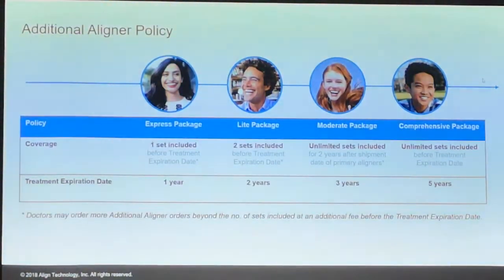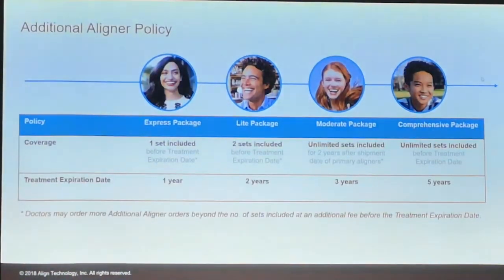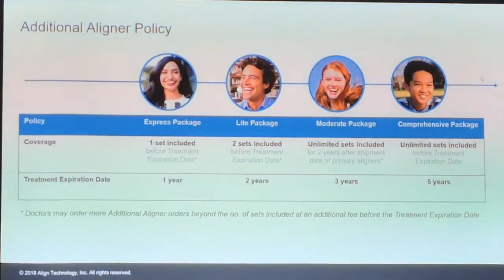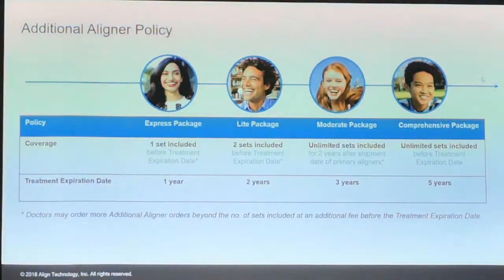The second thing that comes with the package is additional aligners. As I mentioned earlier, there will be some cases where the teeth don't move according to the plan. It may be caused by patient compliance, or it may be caused by the complexity of the case. With that type of case, you need to stop the treatment and redo it again. Redoing it means that you need to make another set of aligners. So another set of aligners, we call it additional aligners.